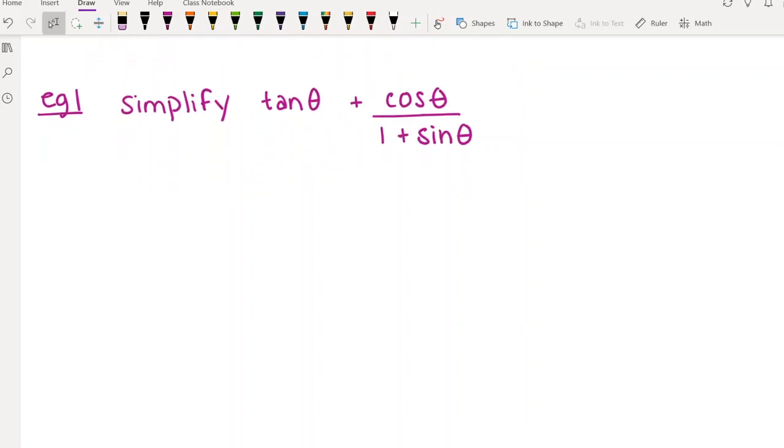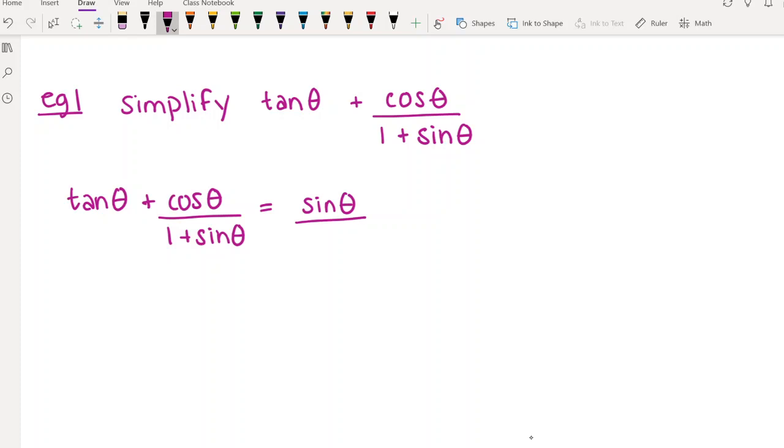So again, we're going to start by putting things in terms of sine and cosine, and then we will make a common denominator. So we know that tangent can be written as sine over cosine. So let me just rewrite our original question here. We know that we can rewrite tangent as sine of theta over cosine of theta.